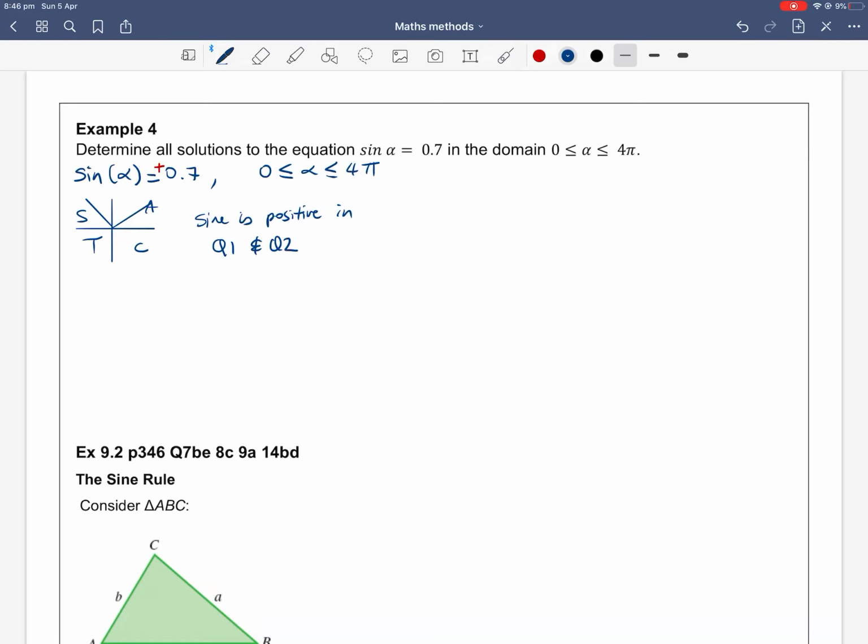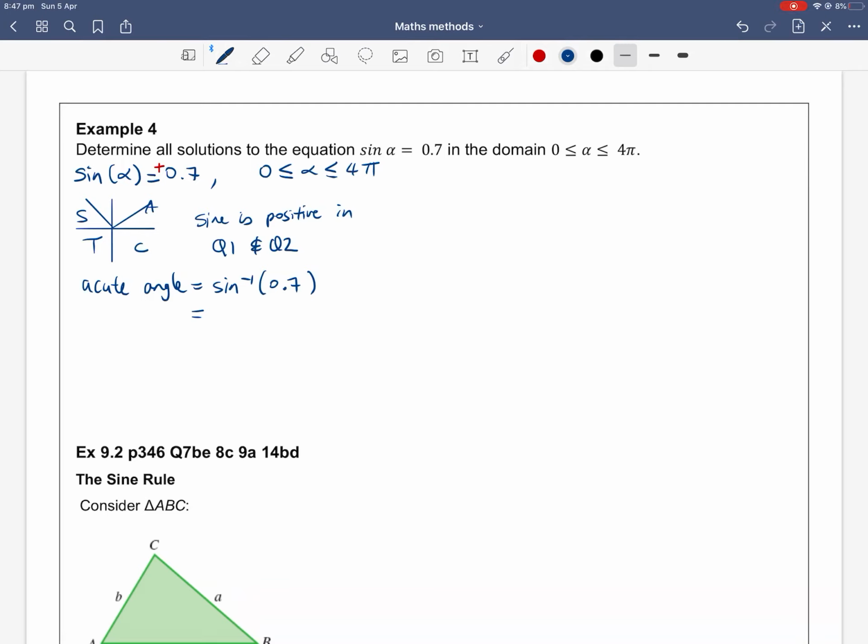Now remember, we need to work out the tiny angle, the acute angle first before we can consider the whole domain. So acute angle is the sine inverse of 0.7. Now be careful, if your angle in your original equation is negative, do not put a negative in here, because if you use a calculator, that will give you the wrong answer. Make sure whatever number you have in the acute, the tiny angle, is a positive number here.